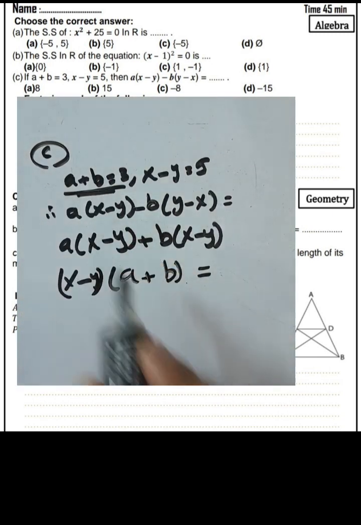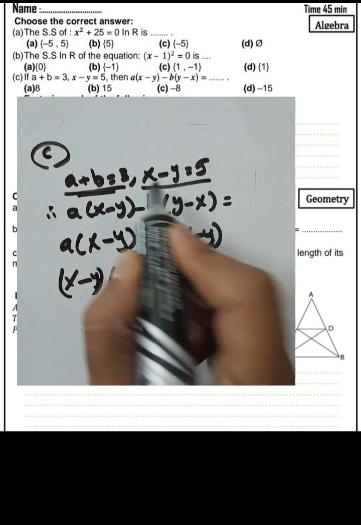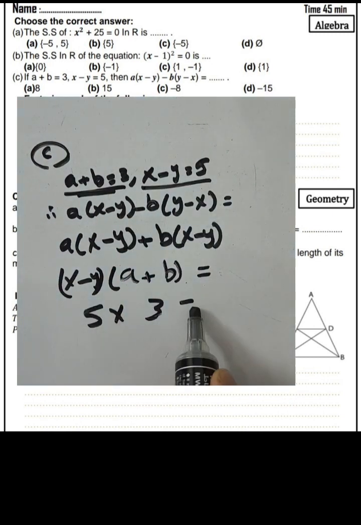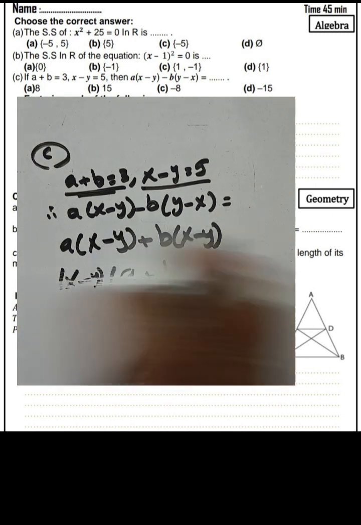He gives us a plus b equals 3 and x minus y equals 5. The product between 3 and 5 will be 15. Then the result here will be 15. Okay, it's the result of this example. The result will be 15. Choose letter B.